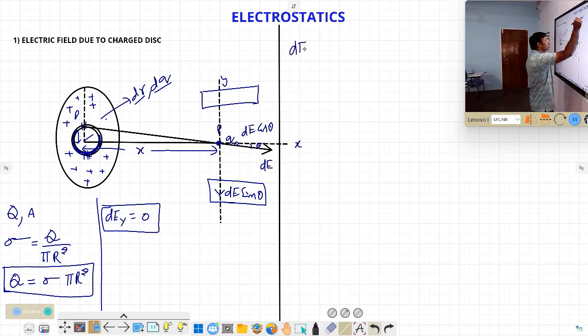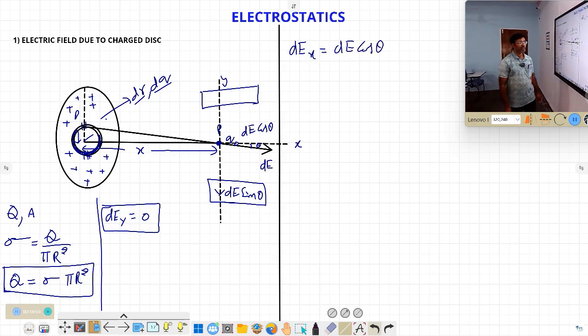So the electric field due to that small ring which you imagine, dEx, is nothing but dE cos theta. Now we need to calculate this dEx value. For that you have to integrate both sides. So integral dEx equals integral of dE cos theta.